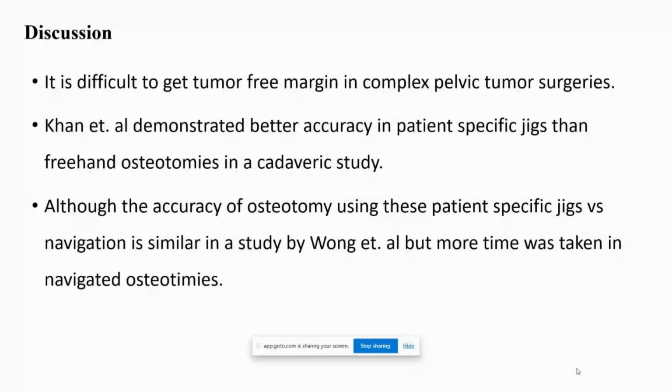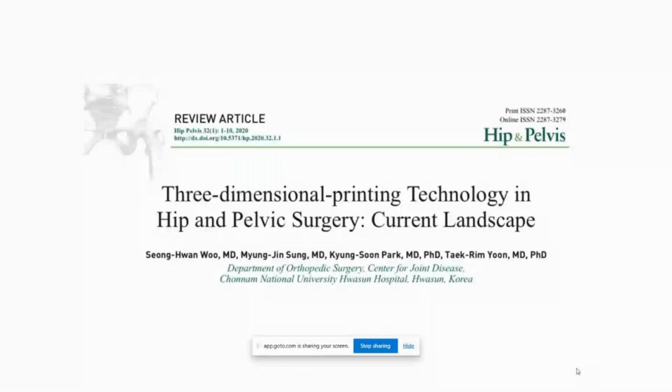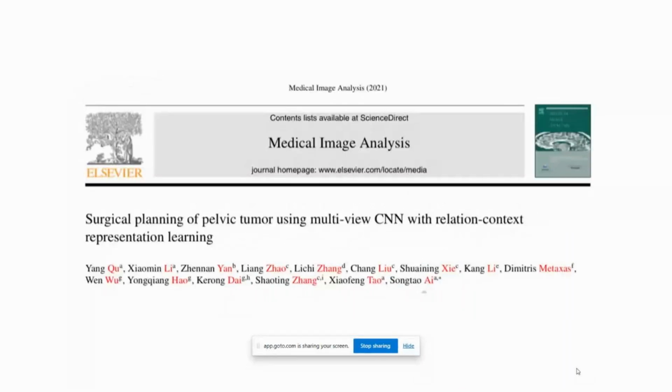Research has shown that improved virtual surgical planning with 3D multimodal images is better for malignant giant pelvic tumors. There is one more study on 3D printing technology in hip and pelvis surgery. This study proved that 3D printing and virtual resection of the tumor help. Similarly, many studies have been done on this.